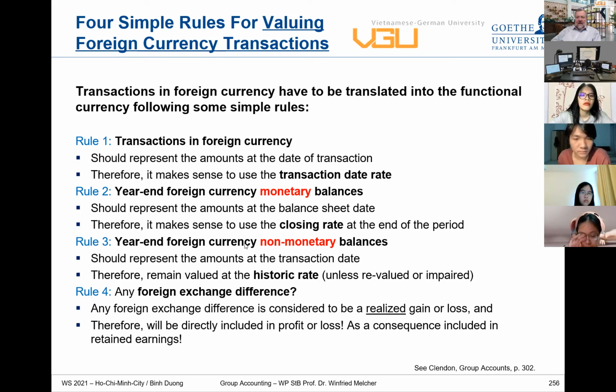But when you have non-monetary items, what is a non-monetary item? Can you give me some explanation or some examples for that? Just put it in chat. What is a non-monetary item sitting in the balance sheet?